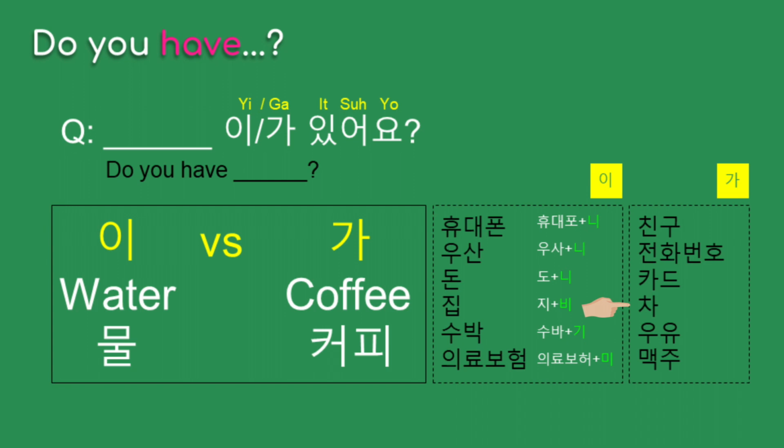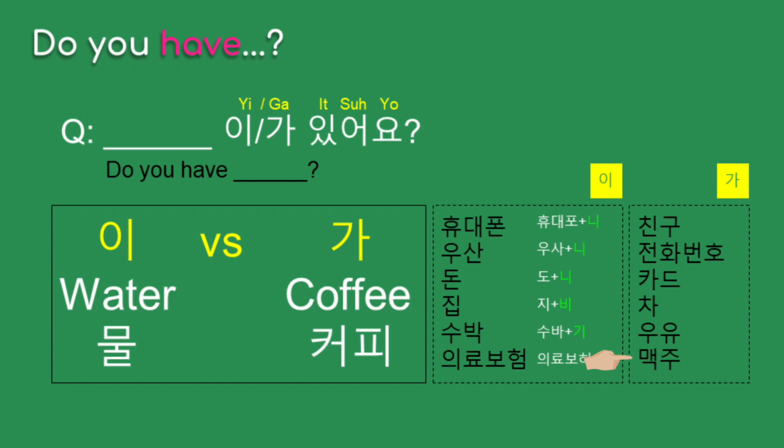Next is 차. 차 means car. Or it can also mean tea. So 차가 있어요? Do you have a car? Or 차가 있어요? Do you have tea? It depends on the situation, right? 우유. 우유 is milk. 우유가 있어요? Do you have milk? Next is 맥주. 맥주 is beer. 맥주가 있어요?